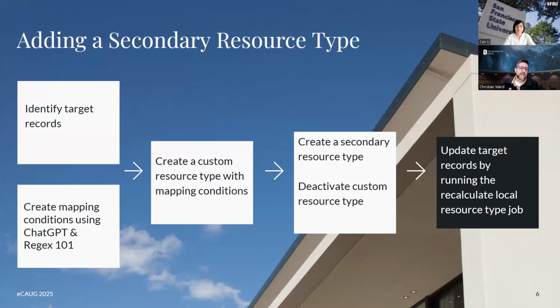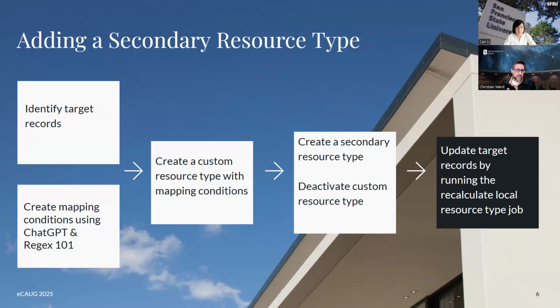Next slide, please. All right, so the process of adding a secondary resource type has several steps, which we'll cover in detail in the following slides. But I wanted to just provide a quick high-level overview of the process. So everything starts on the left side of this flow, where we need to identify target records that need to have secondary resource types applied to them. And from that targeted record data, we need to then use that data to create mapping conditions that will target the data.